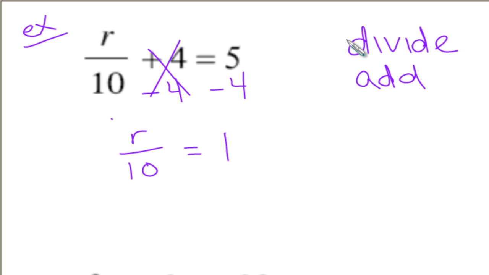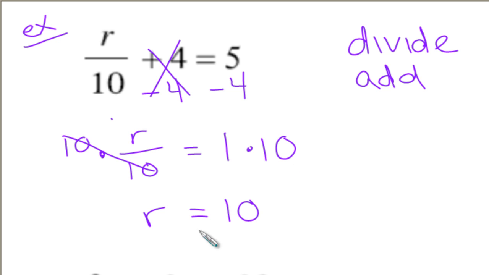Okay? So now we have division left. What's the inverse of division? Multiplication. So we're going to multiply both sides by 10, because 10 over 10 cancels out. Becomes 1. 1 times r is r. 1 times 10 on this side is 10.